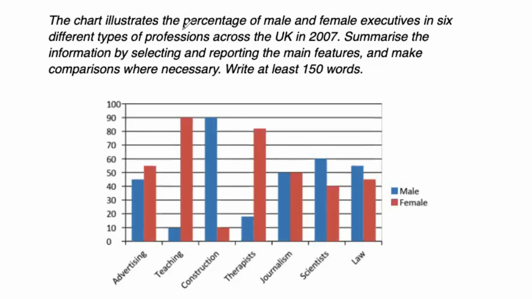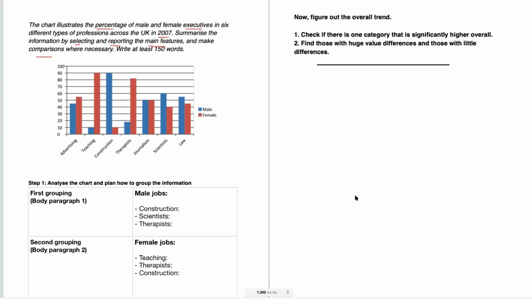It says the chart illustrates the percentage of male and female executives in 6 different types of professions across the UK in 2007. Summarize the information by selecting and reporting the main features and make comparisons where necessary. Of course, we'll have to write 150 words as a minimum. So again, we're looking at percentages here, but we will still use the same method when it comes to our grouping. So again, we have step 1: analyze the chart and plan how to group the information.